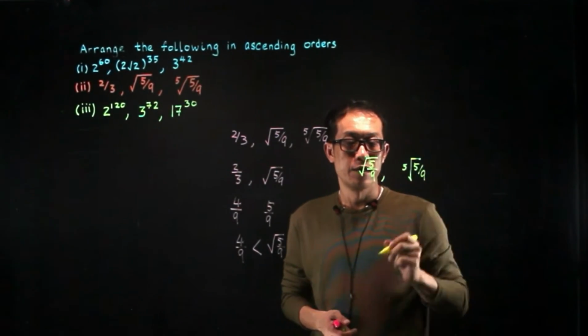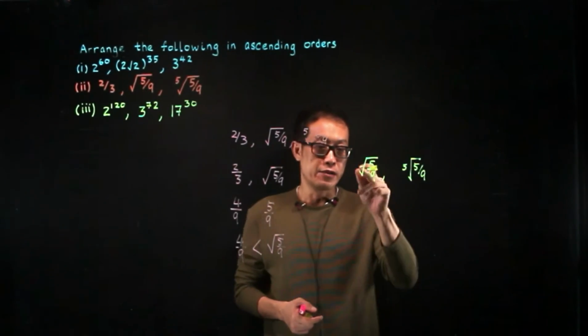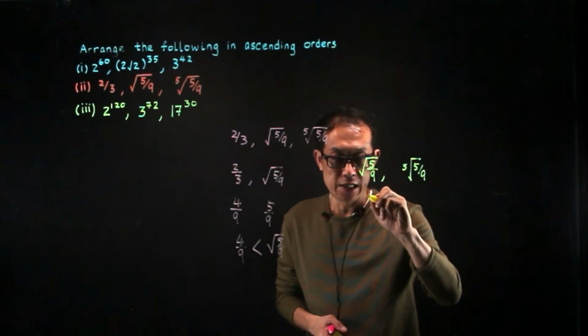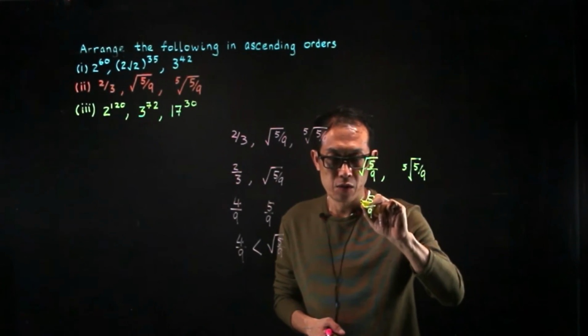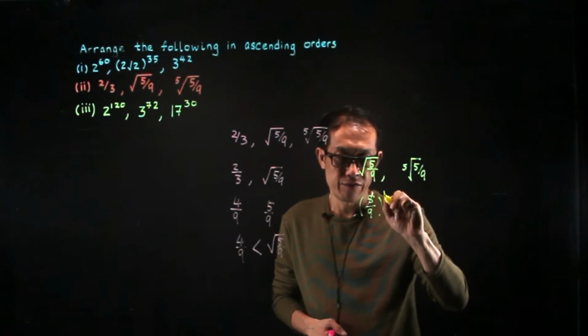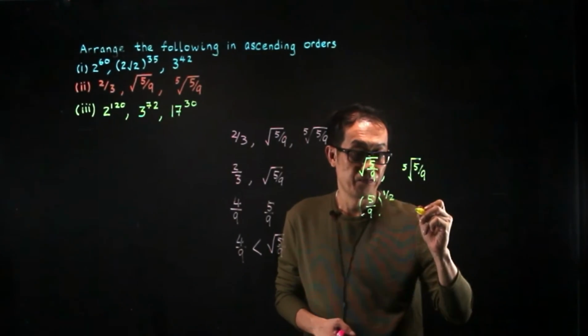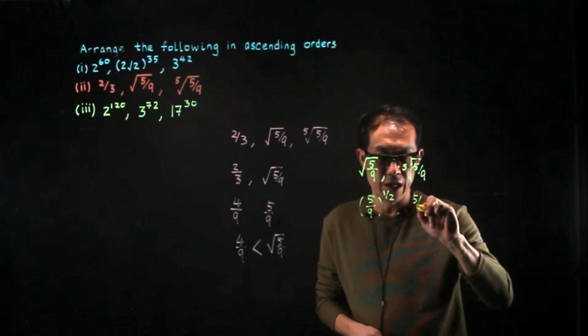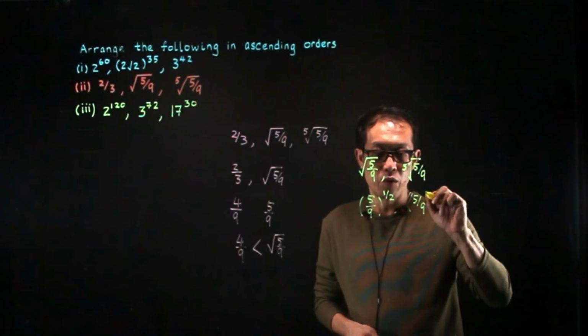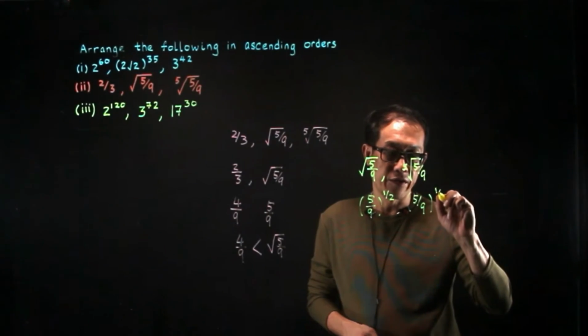Now I don't like in radical form, so I put it in index form. 5 over 9 to the power of half. This is 5 over 9 to the power of 1/5.